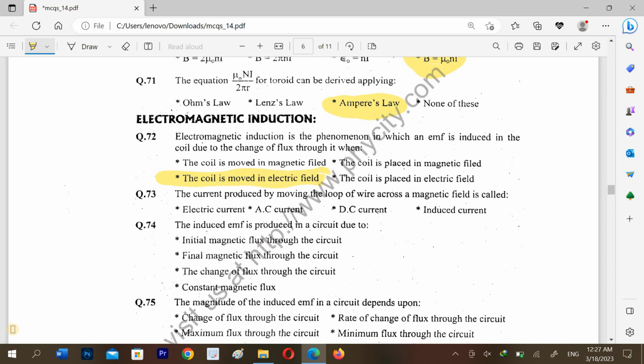The current produced by moving a loop of wire across a magnetic field is called induced current. The induced EMF is produced in a circuit due to the change of flux through the circuit.